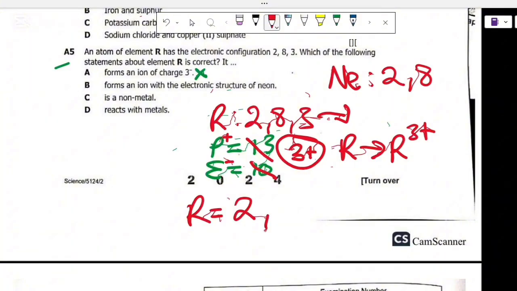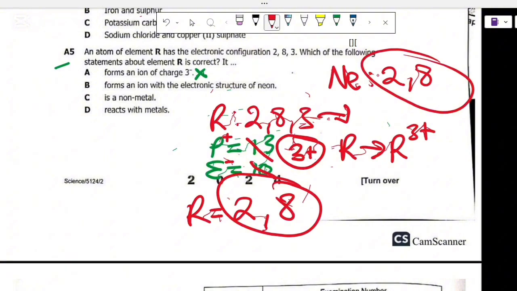But if you lose 3 electrons, then it means that what you're going to remain with is R, which is 2 in the first shell and 8 in the second shell. The 3 electrons are gone, so you're going to remain with 2, 8. This is similar to the electronic structure of neon. So that is the correct answer. It should be the correct answer. So answer choice B is the correct one.